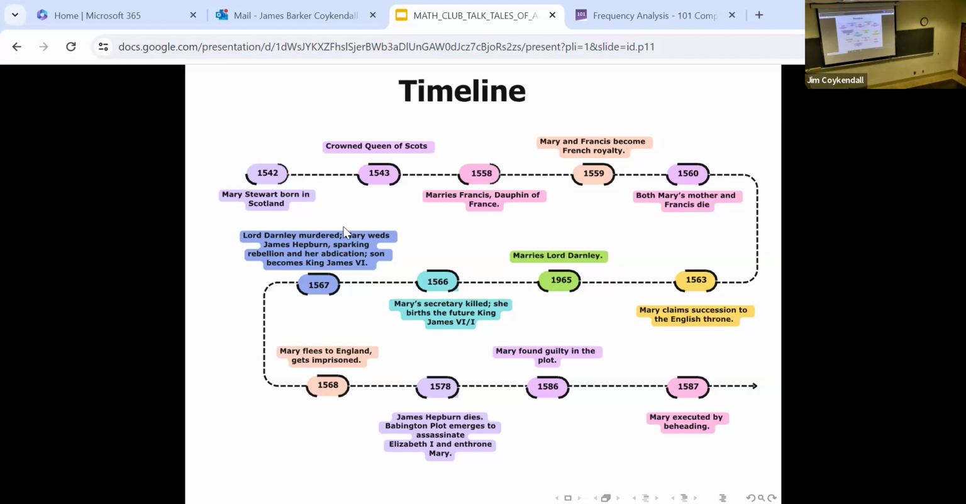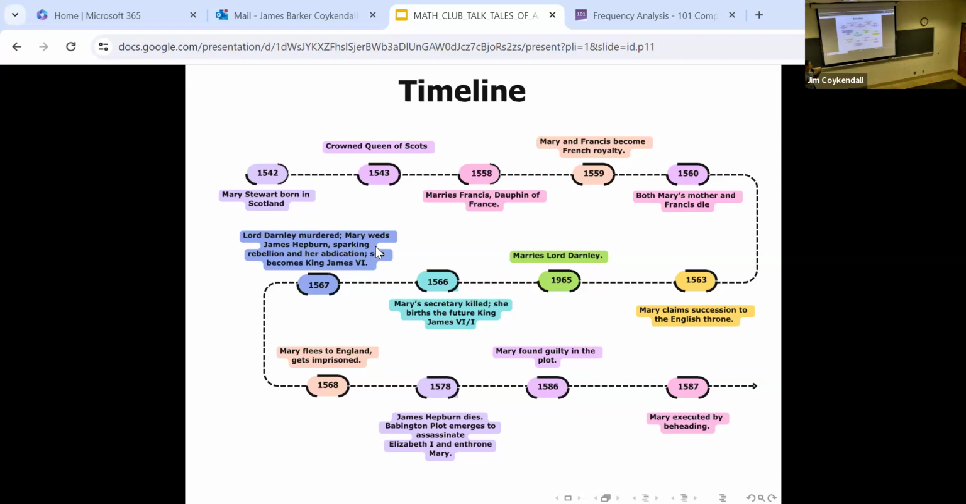After a few years, something tragic happened again to her. One of her friends raped her, and so she had to marry because that was the culture back then. So she marries James Hepburn, but then people say, wait, what? Isn't that a confirmation that you actually killed your husband? So that's when her own brother started a rebellion, and she was forced to abdicate, and her baby son became the king, King James VI of Scotland.